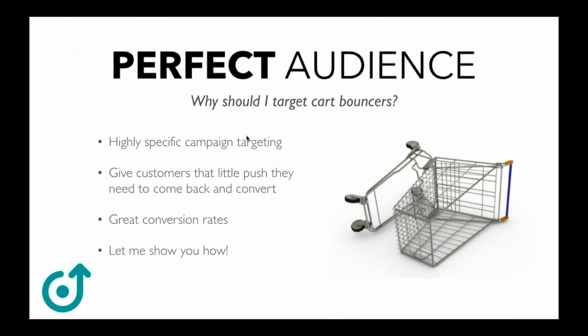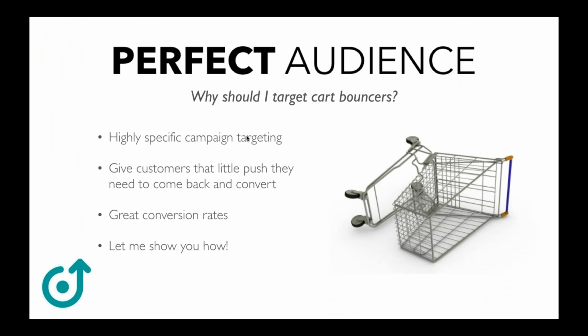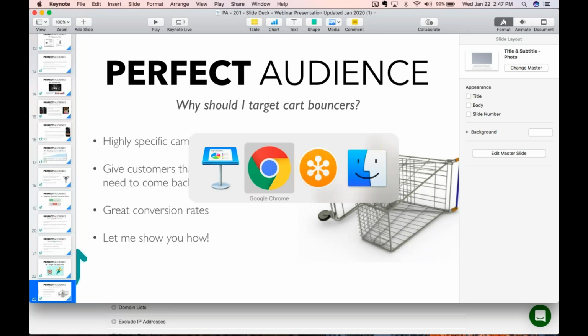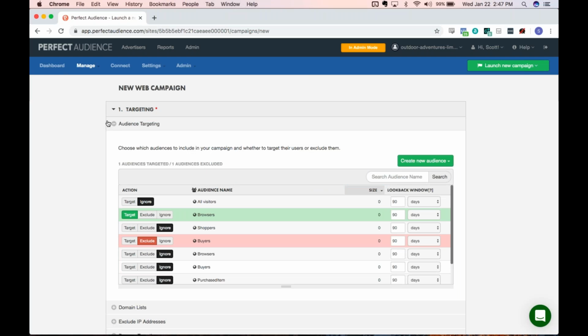Similar to what we're talking about, excluding and targeting converted users, we're talking about targeting cart bouncers. Now, this is specific for e-commerce customers that have a shopping cart built into your site. You create an audience based off of users that have landed in your shopping cart, which means they've added a product to the cart, but they have not yet purchased. So these are, again, very highly specific ads. We know that they're very close to a purchase. It gives them that little push that they need to come back and click that buy it now button. And we see great conversion rates when you target your cart buyers.